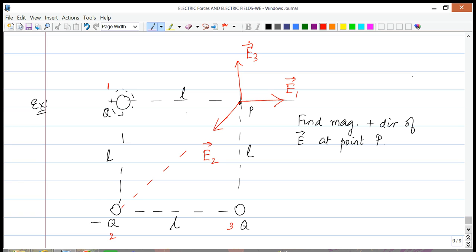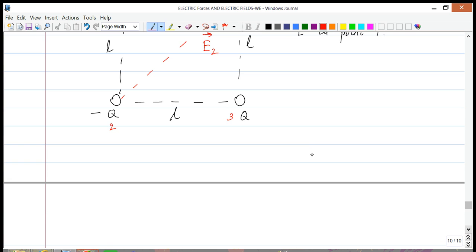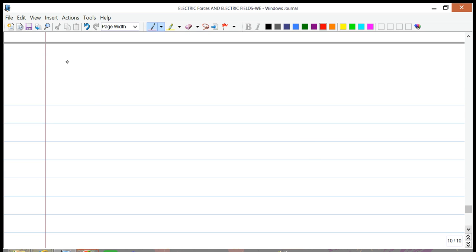We clearly see that because it's a square here, the angle that E2 makes with the horizontal axis is 45 degrees. That makes life very easy. So let's calculate the magnitudes and then write everything in component form, as we've done in the past. Let us begin with E1. Let's calculate the electric field E1 due to charge 1.